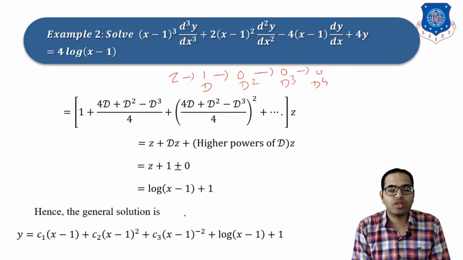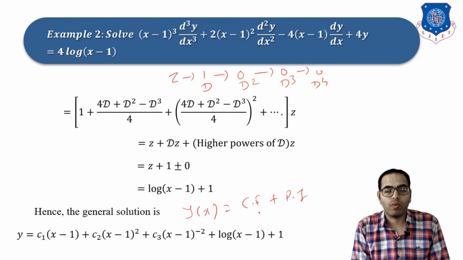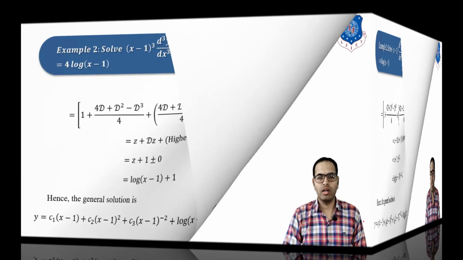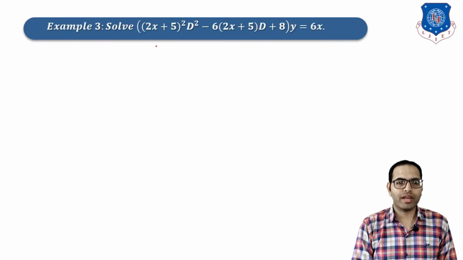Now the general solution is y of x equal to CF plus PI. Now what is the value of CF? That is c1 (x minus 1) plus c2 (x minus 1) whole square plus c3 (x minus 1) raised to minus 2, plus log of x minus 1 plus 1. Let's move on. One more example.